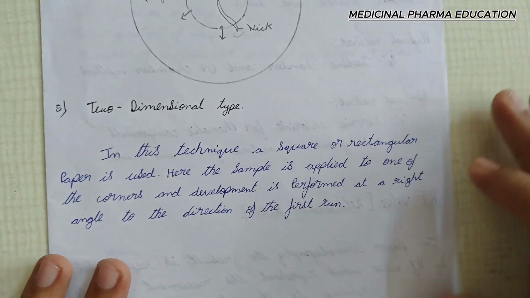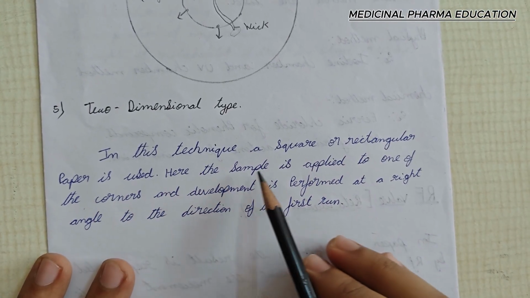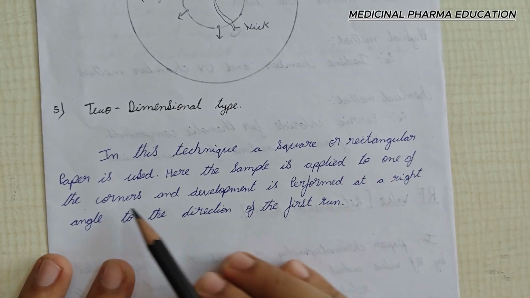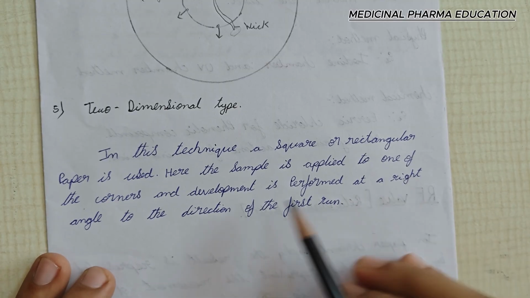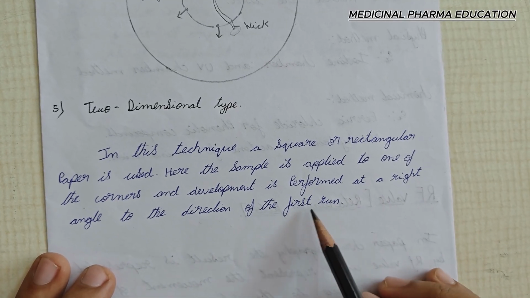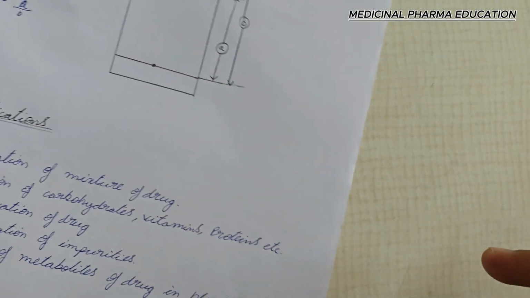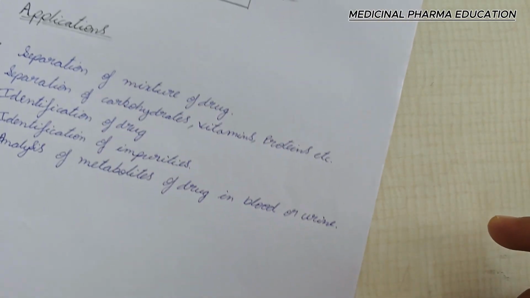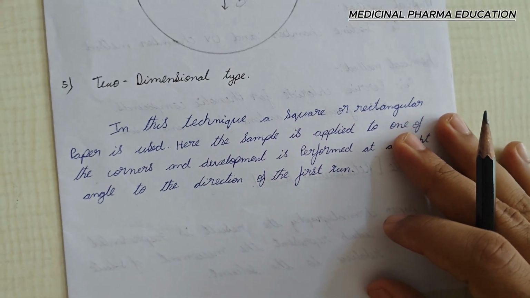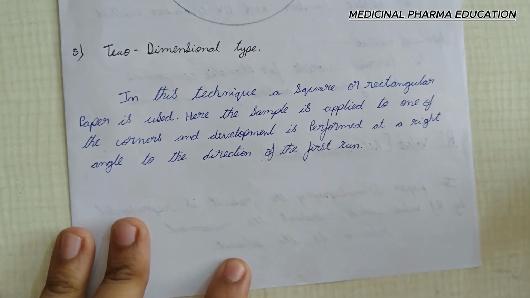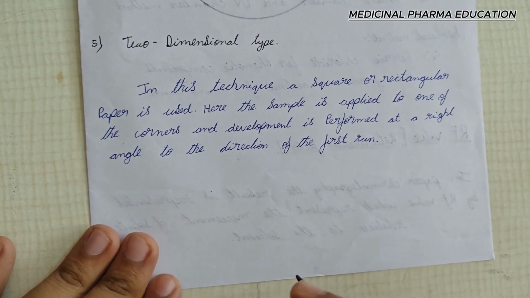Okay, next, two-dimensional. In this technique, a square or rectangular paper is used. Here the sample is applied on one of the corners, and development is performed at a right angle to the direction of the first run. Wait, I'll check if I have drawn the diagram or not. Okay, I have not drawn it, but I'll explain it. Two-dimensional is very simple. You can check it in your diagrams. I'll just show you how this method is carried out.